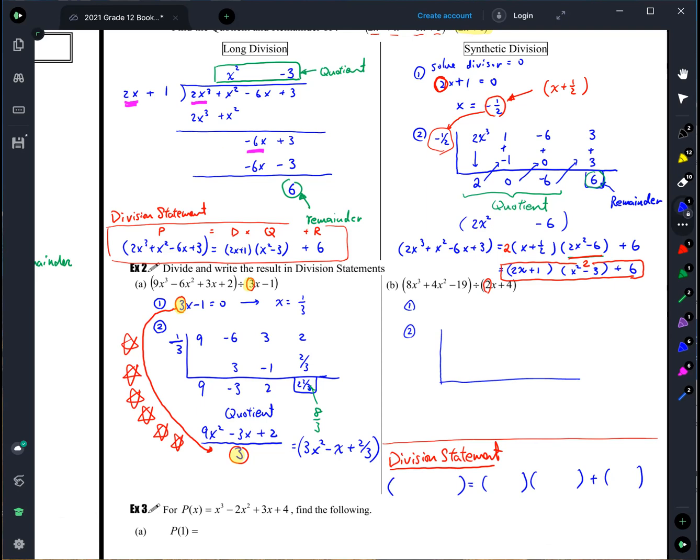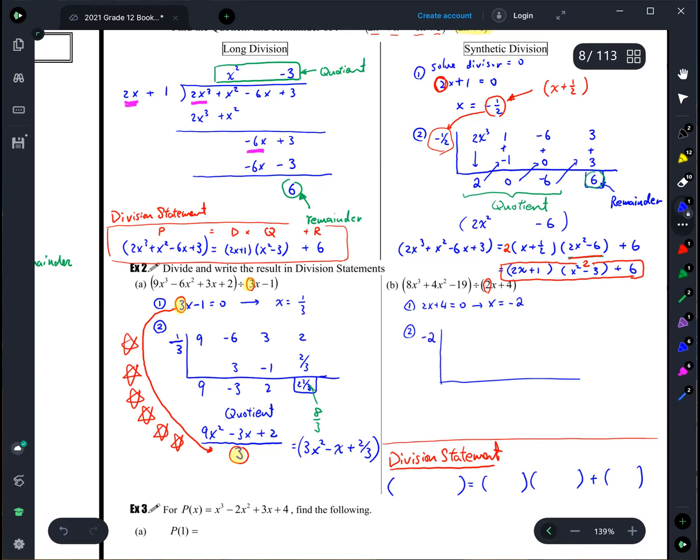So what's the x equal in step 1? Marcus? X equal to what? 2x plus 4 equal to 0, right? What number do you move over first? -4, right? 4 goes over, becomes -4, and then divided by 2. What does that equal? Just -2. So you put -2 on the outside, right?